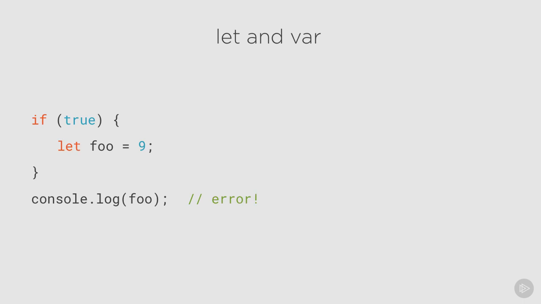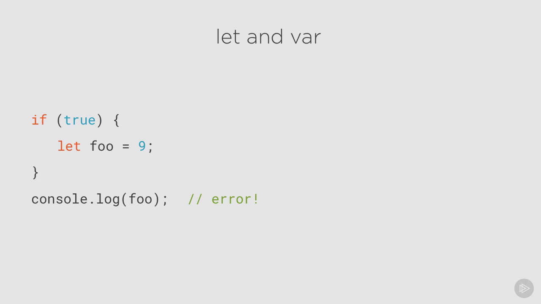Now in our code block, we're using the let keyword. So the variable foo will only exist within that code block. Let has block scoping. Once program execution leaves that block, the variable foo no longer exists. So when we try to log it out, we get an error. So it's very important to keep in mind that let has block scoping and var doesn't.